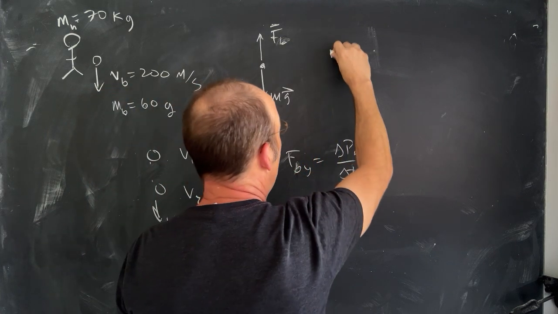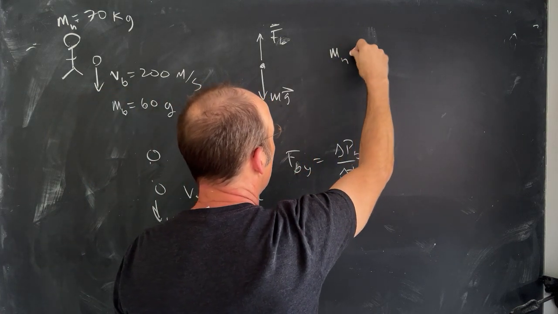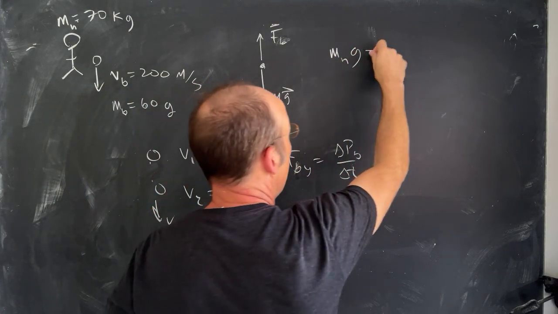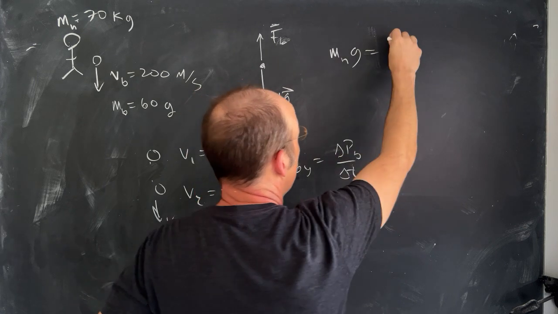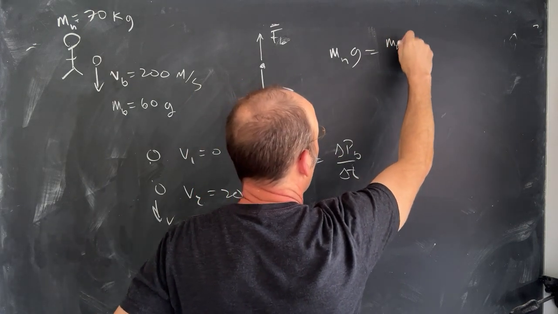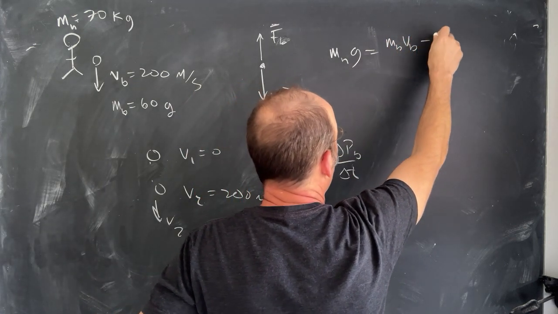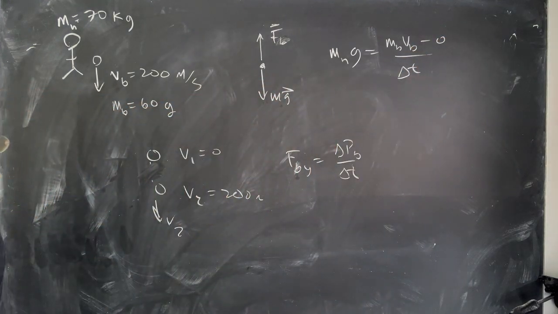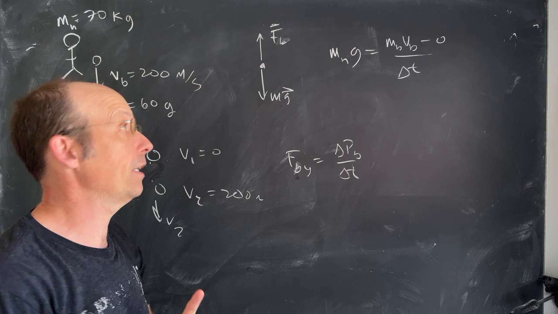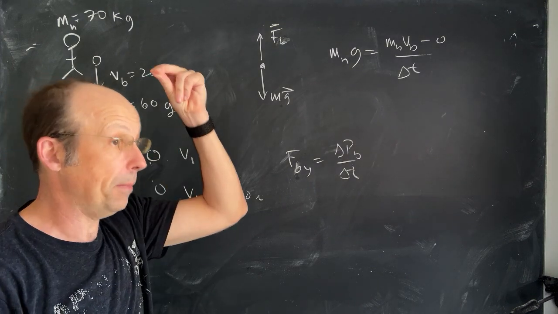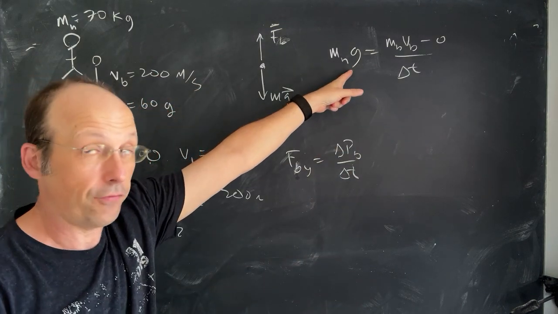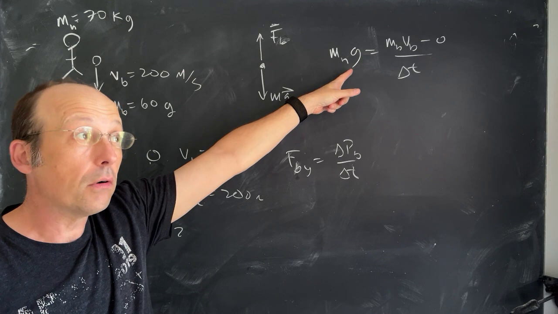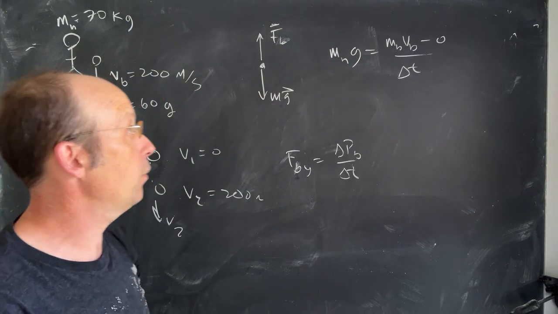So this is going to be the mass of the human times g. That's going to have to be this force. And it's going to be the final momentum, mass of the ball times velocity of the ball, minus the initial momentum, which is 0, over delta t. So the only thing I don't know there is delta t. Let's solve for delta t. How long would it take me to throw that ball so that I have a force that's equal, this is the average force, equal to my weight?